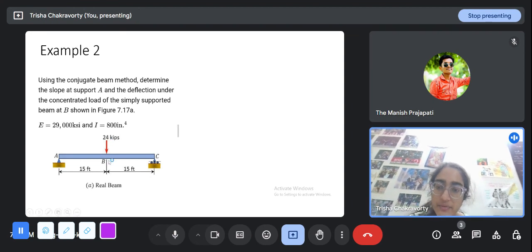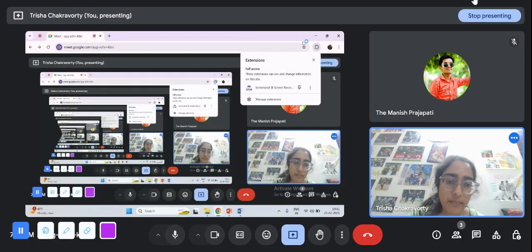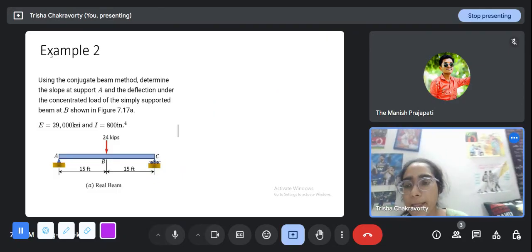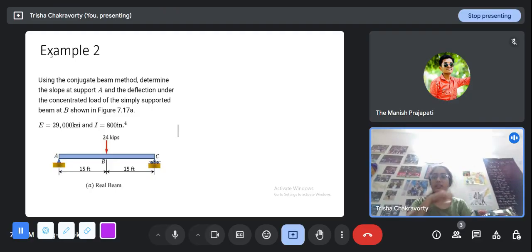This is a simply supported beam with a point load at the center. I want to determine the slope at the support A and the deflection under the concentrated load. Now, if I asked you to find out the deflection at point A, you don't just blindly start drawing the conjugate beam or going into the moment area method. If I ask the deflection at A, it will of course be zero since there is a support here.